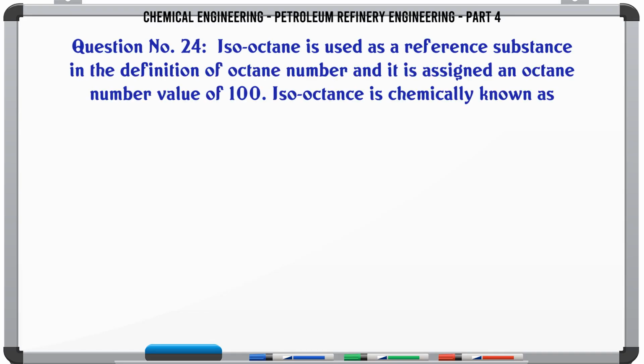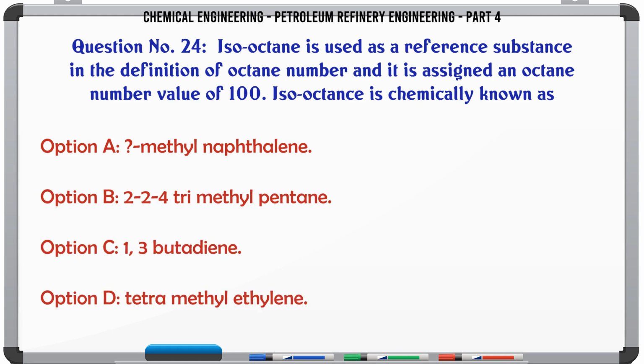Iso-octane is used as a reference substance in the definition of octane number, and it is assigned an octane number value of 100. Iso-octane is chemically known as: A. methyl naphthalene, B.